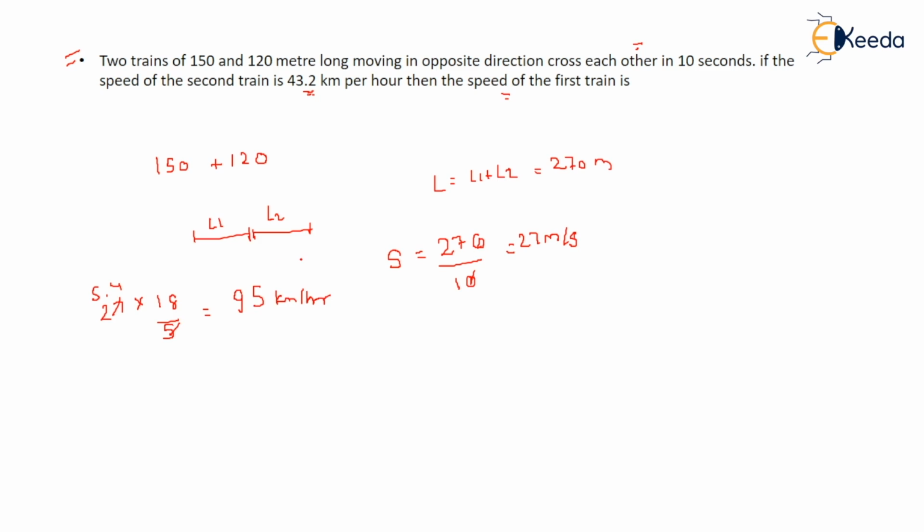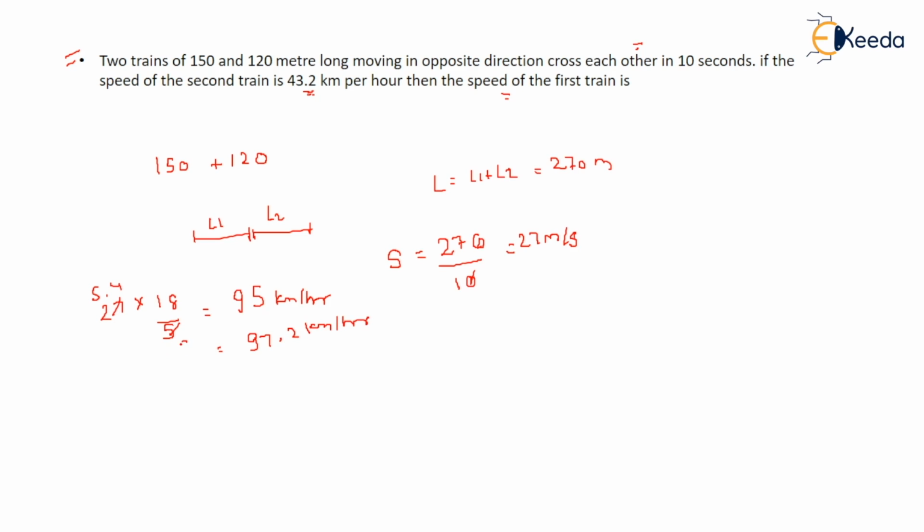So the calculation part you can do by your own, right? You can check whether this is correct or not. Let's check 27 to 18 on 5. So it comes out not 95, it comes out to be 97.2 kilometer per hour.